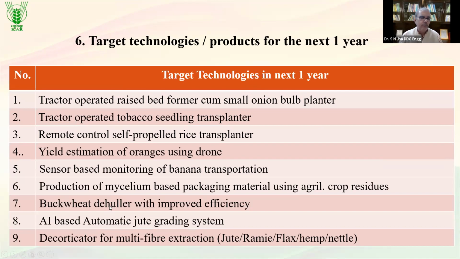Again, this is a minor crop and very important. AI-based automatic jute grading system and decortication for multi-fiber extraction. Fiber extraction requires a lot of water in jute, ramie, flax. So we are developing a mechanical system so that the water requirement for these may be zero or near to zero, very less.